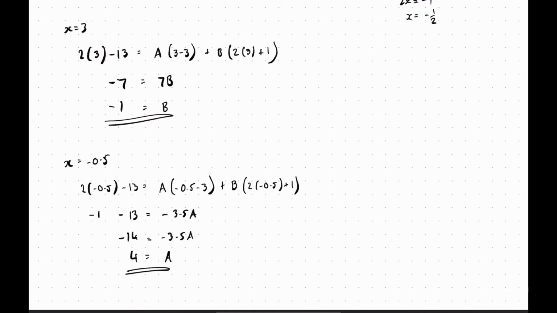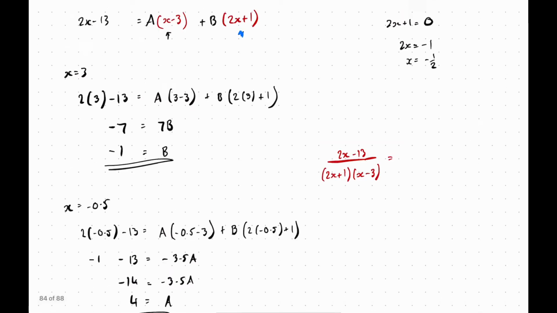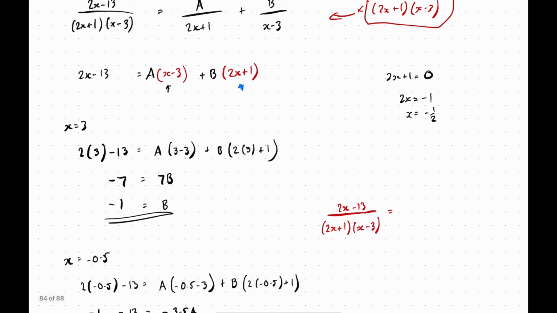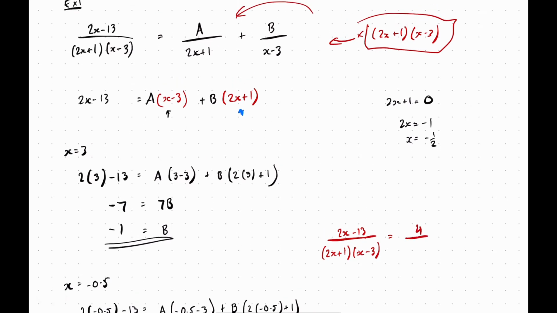Okay, so we've got a and b. We wanted to write our actual solution as partial fractions. So what we say is that 2x minus 13 over 2x plus 1, x minus 3 is equal to my a, which is 4 over 2x plus 1, and my b, which is minus 1, so minus 1 over x minus 3. Okay?